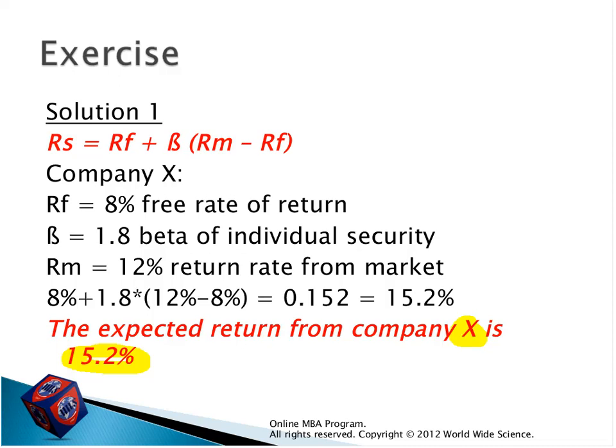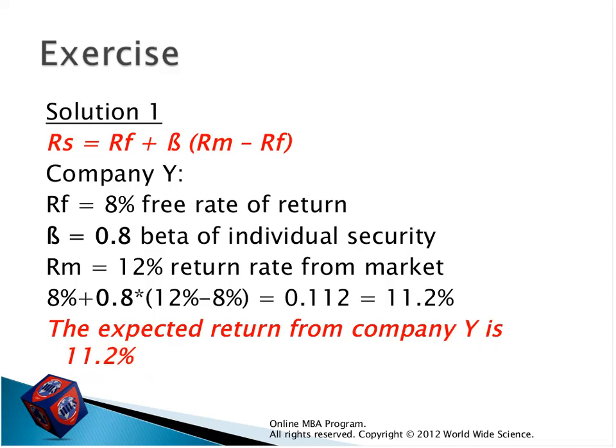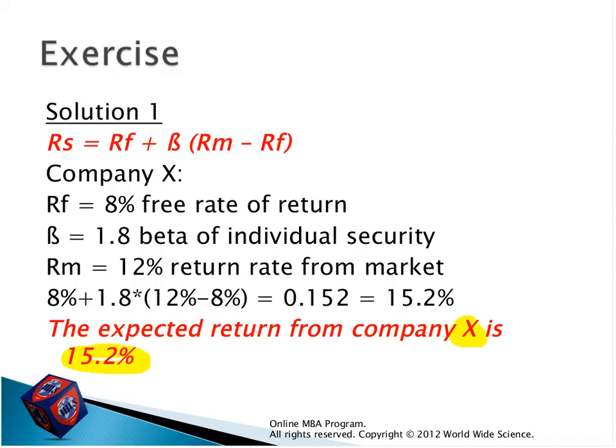Okay? And let's see the next calculation. Company Y is expecting to get its money back with a profit of 11.2%. If we compare the two companies Y and X, which company do you think can get back the highest returns? Of course, it's company X, right? Because its expected return of 15.2% is higher than company Y's.